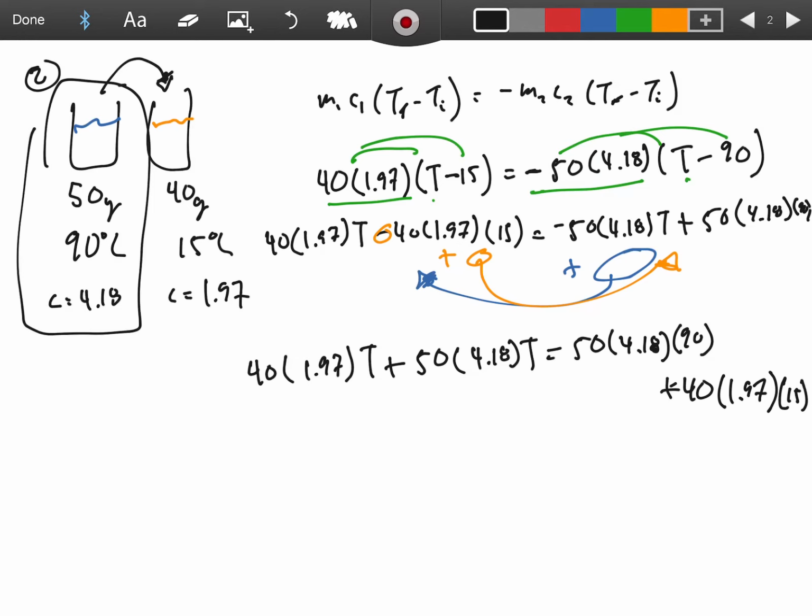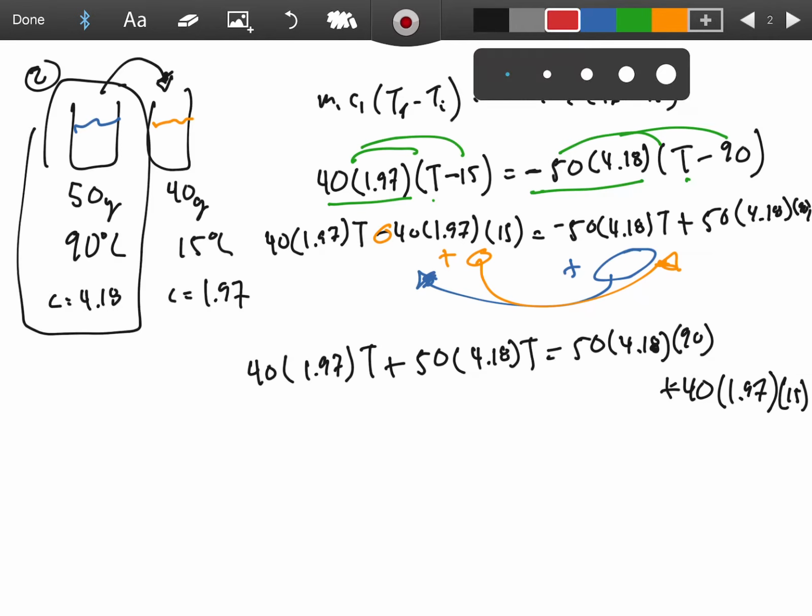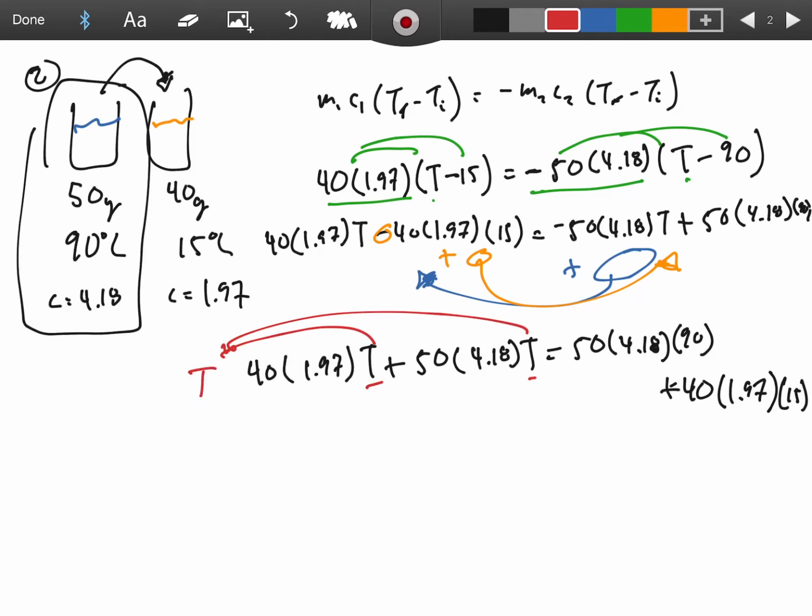Okay, now at this point in the problem, you realize, hey, there's a T in each of these terms, so I can pull that T out in front. So it's not there anymore. I pulled it out. And so I'm going to take this thing, I'm going to divide by this number. I'm going to divide all of this by that number.